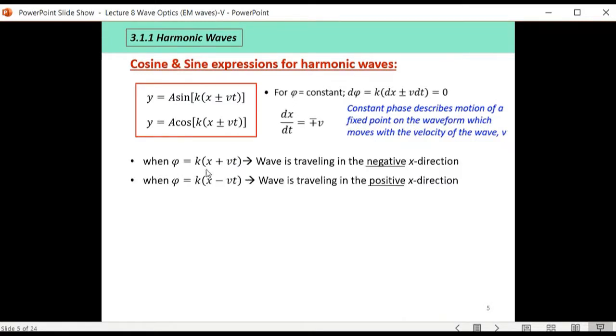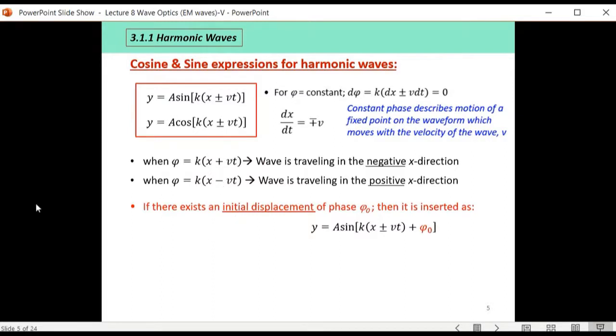If the phase is expressed as k into x plus vt, as time increases, then to keep this term constant, x will have to get more and more negative. In other words, the wave is traveling in the negative x direction. Whereas when a phase is written as k into x minus vt, as time increases, this term here will get more and more negative. So x will have to get more and more positive, meaning the wave will be traveling in the positive x direction.